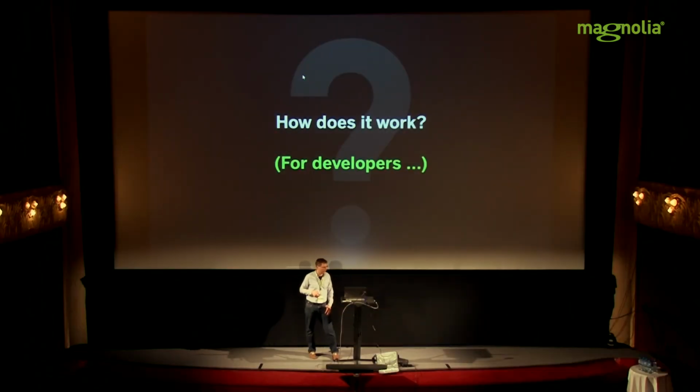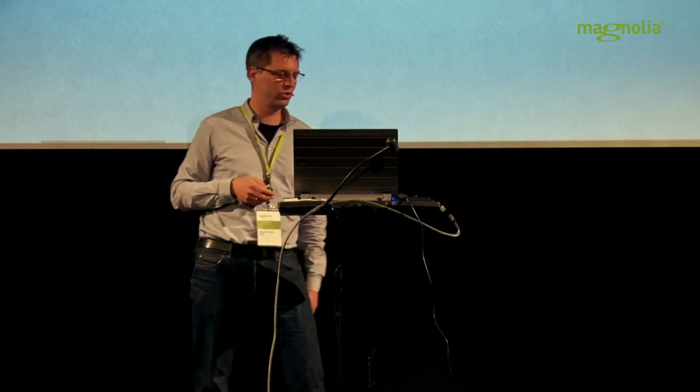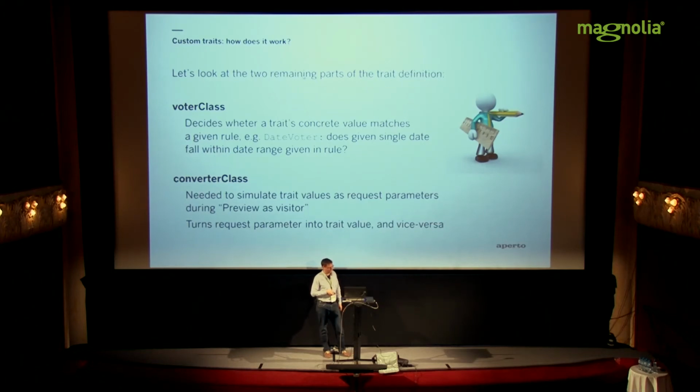Let's take a little look under the hood. One more thing that's not related at all to the user interface is the voter class, and that one decides does a single value match a rule. That's the voter class. And then technically needed also is the converter class, which is needed for previewing, preview as visitor.